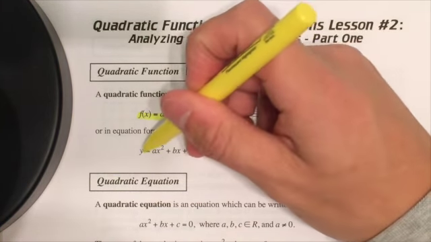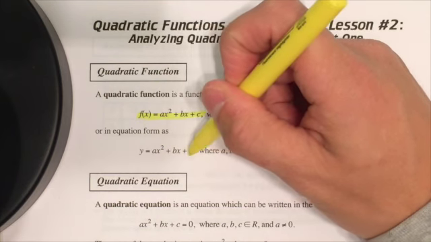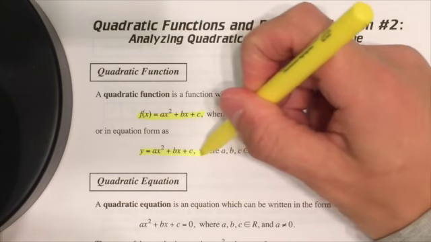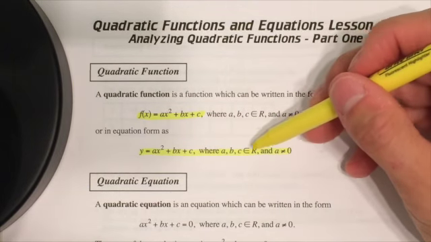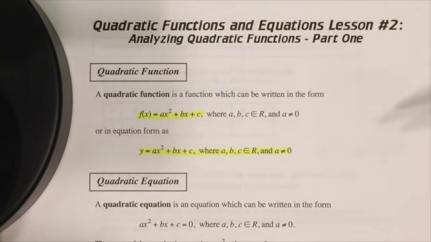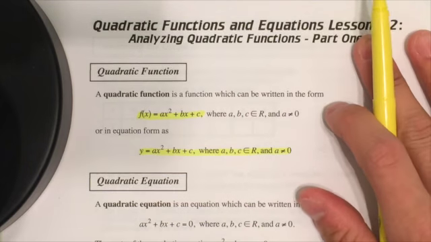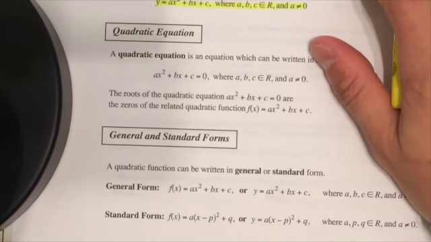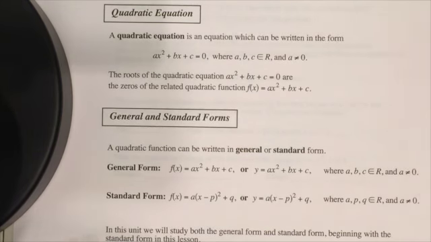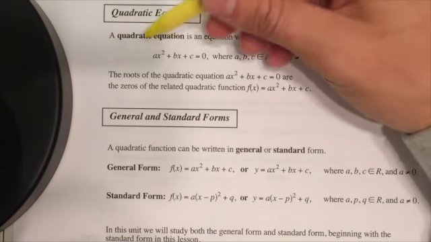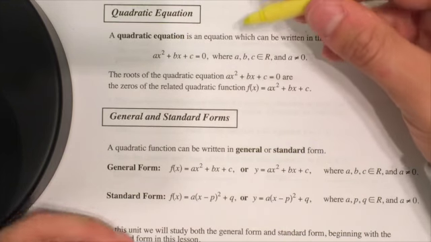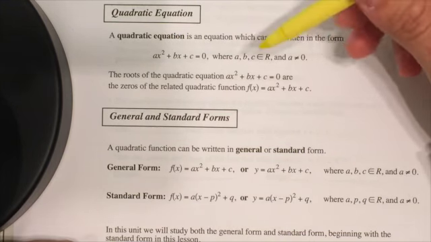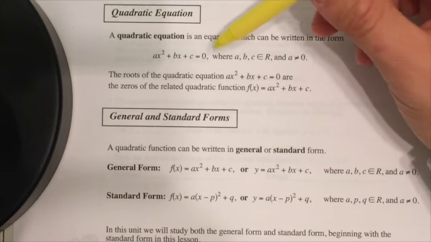When we write that as an equation, it's y = ax² + bx + c. Again, it follows those same restrictions, where a, b, and c are elements of real numbers and a can't equal 0. Now, when we're looking at the quadratic equation, we have it in the general form, where ax² + bx + c is equal to 0. And this is the one you've been looking at for the past few units.